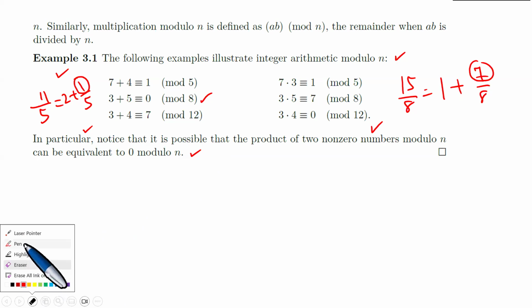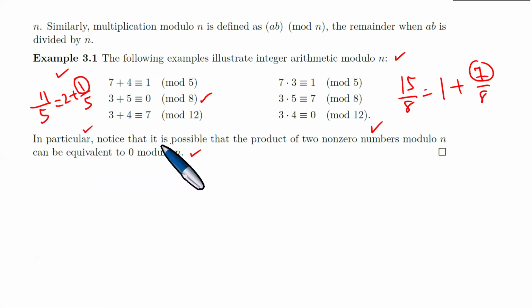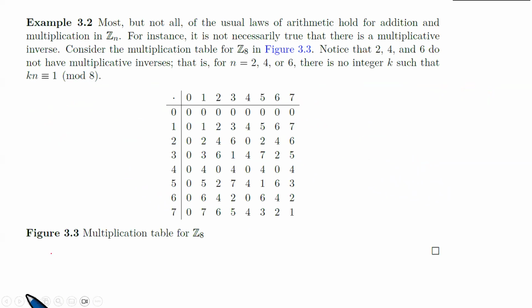This last sentence here is very important. In particular, notice that it is possible that the product of two non-zero numbers modulo n can be equivalent to 0 modulo n. You can take two non-zero integers, like 3 and 4 here, but their product is 0. So what is 3 times 4? It's 0 modulo 12. That is what the author of the book is trying to bring across.